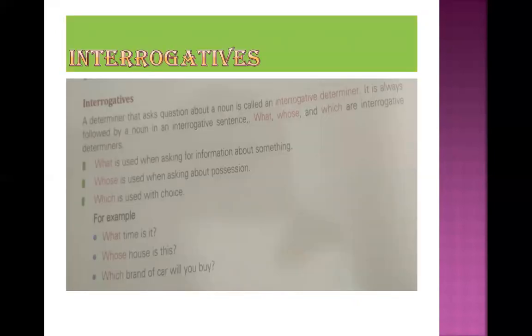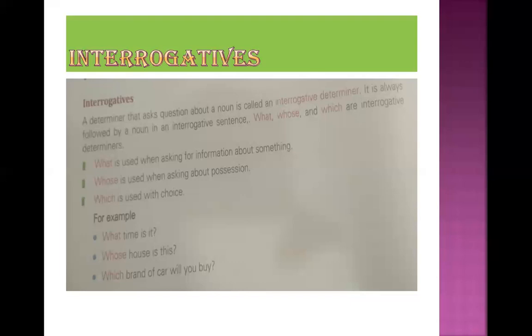Now it's the turn of interrogative determiners. A determiner that asks a question about a noun is called an interrogative determiner. It is always followed by a noun in an interrogative sentence. The WH family, that is what, whose, and which, are interrogative determiners. Only these three, what, whose, and which, are interrogative determiners.